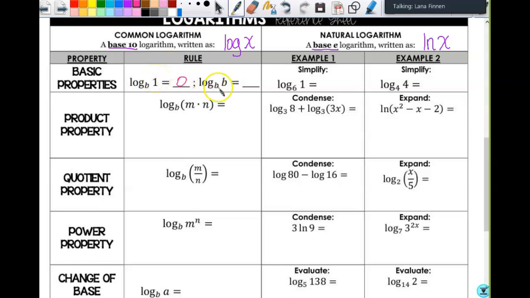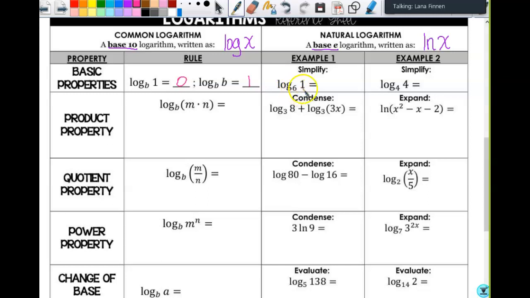What do you think log base b of b is going to give me? 1, because b to what power gives me b? Well, it would be b to the first power, right? So log base 10 of 10 is 1. Log base 70 of 70 is 1. If those two match, it's always going to give you 1.